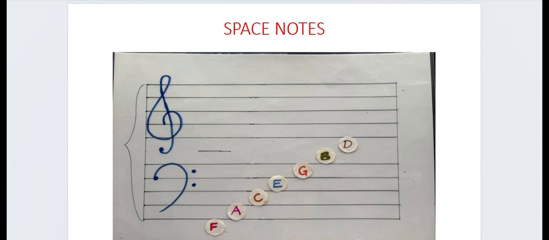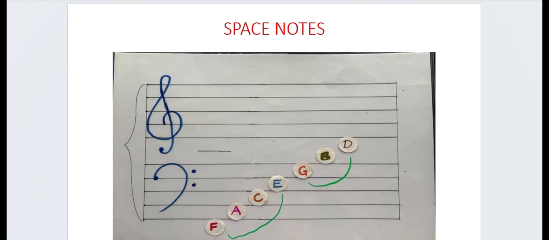If you notice, the first group of space notes forms the word FACE, and the next group is GBD, where the D is in the treble stave. You can remember it as GBD, or you can make up a sentence from the three letters, such as God bless David. If you can remember these groups of notes, then it's easy to move on.